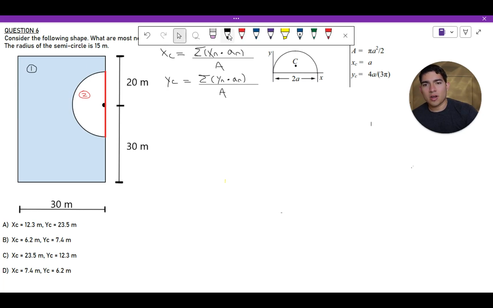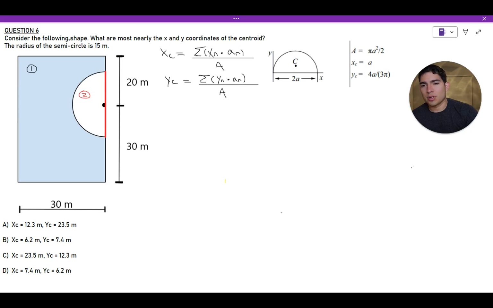So let's start off by finding the x-coordinate for the centroid of the entire shape. First of all, the x-coordinate for the centroid of that rectangle would be 15 meters. And then we're going to multiply that by the area of the rectangle, which would be 30 meters times 50 meters. Now we're going to subtract this semicircle component. So first thing we need to do is find the x-coordinate for the centroid of the semicircle.